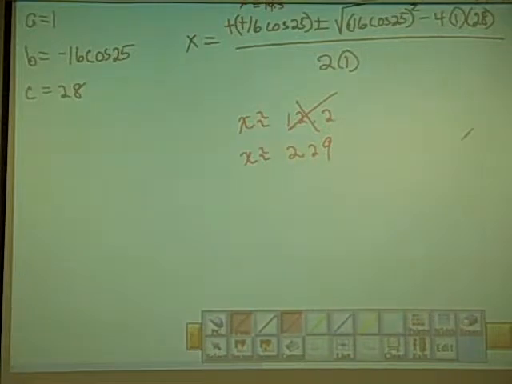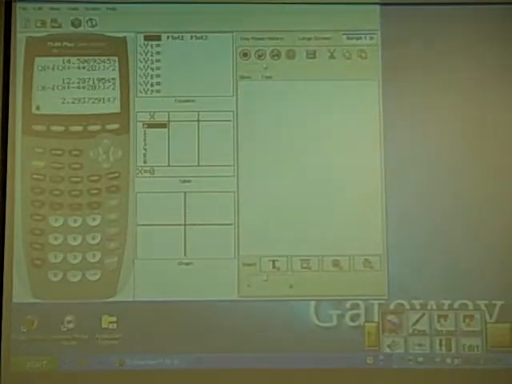Okay, so we get x is 2.29. But we have to be careful here because the answer asks to round to the nearest thousandth, so we have to take this answer exactly. So what we're going to do is we're going to store this into n. So we're going to hit alpha and n. Or first of all, let's delete that.